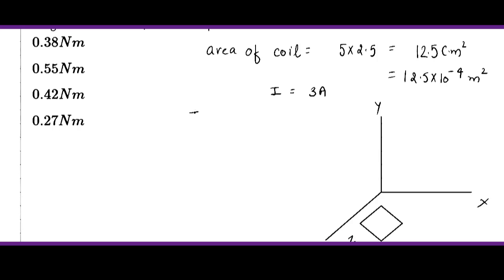So formula to find out torque, that magnitude of torque will be equals to cross product of M cross B, where M is magnetic moment, B is magnetic field. So we can write this value, torque will be equals to N I into A. Formula to find out magnetic moment is I A, N is number of turns, into B magnetic field into sine 45 degree. Now on solving this equation, so put the value.